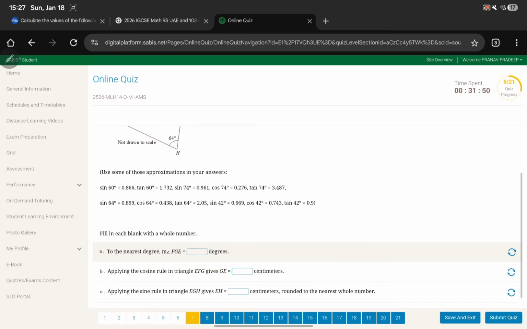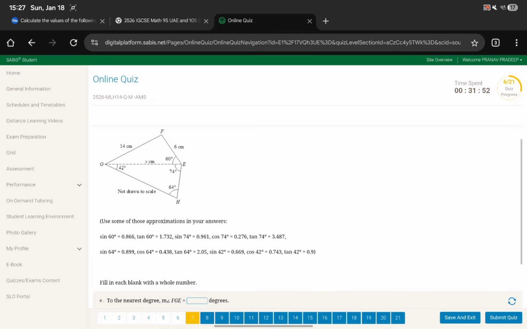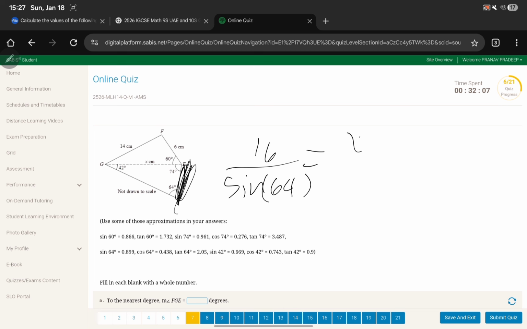Sine rule on EGH gives EH. You want to find EH in this case. You want to find this. For this, just do 16 over sine 64 equals x over sine 42. And then just solve this in your calculator. X equals, round it off to 12.